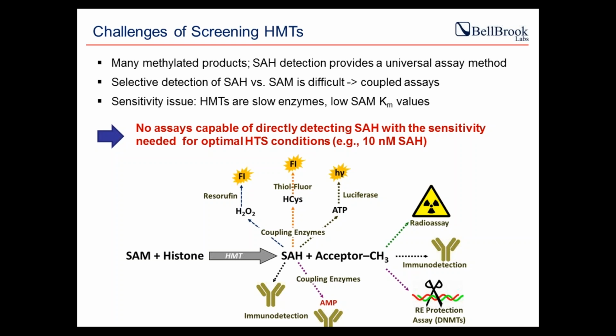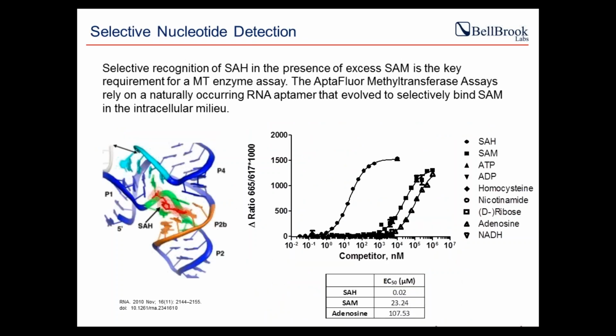Today I'm going to be talking about how BellBrook Lab has used aptamer-based assay to develop a methyltransferase assay. Now, the AptaFluor Methyltransferase Assay relies on highly specific RNA aptamer or ribose switch that I showed earlier. Now, this was evolved in nature.